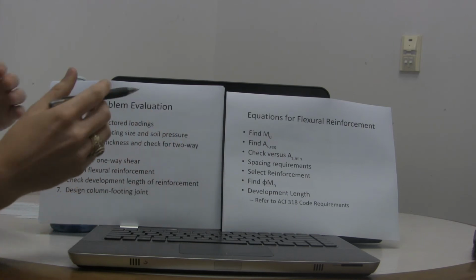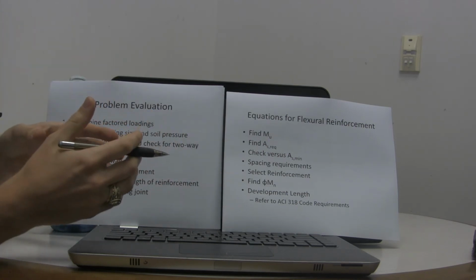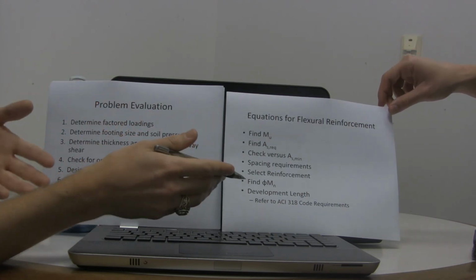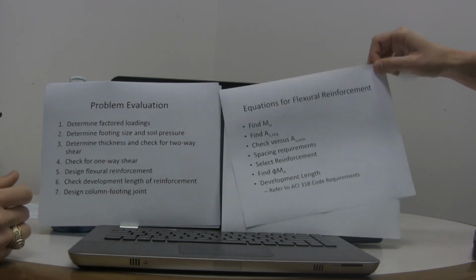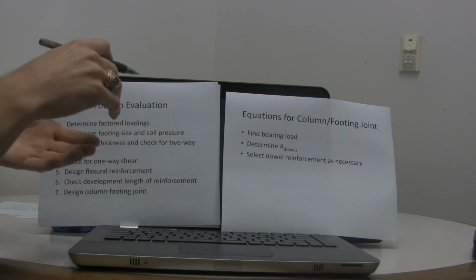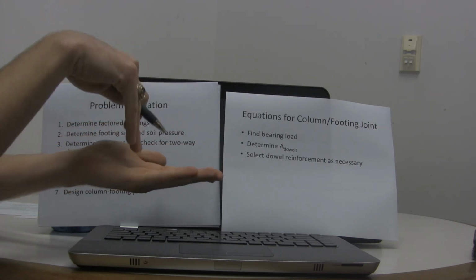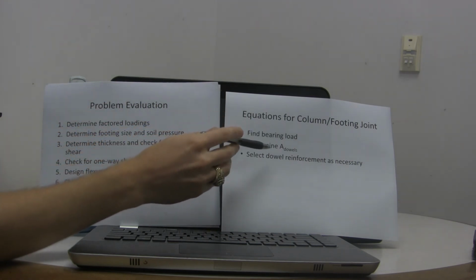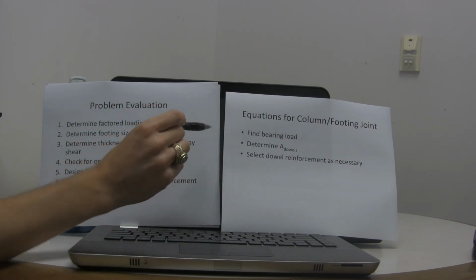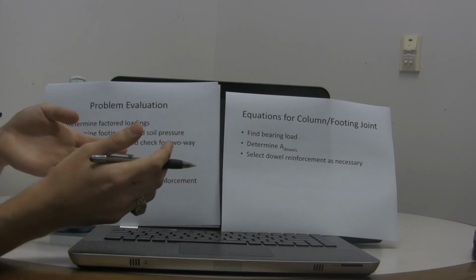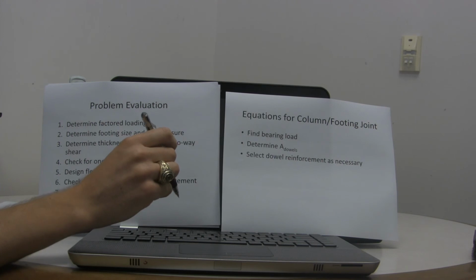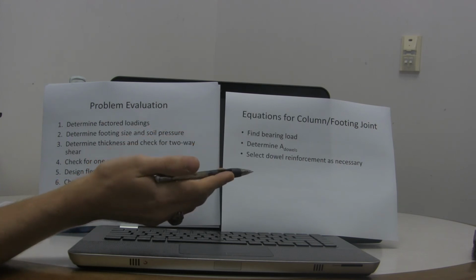As far as development length for those rebar, we typically refer to the ACI code to check the different types of development length requirements specified by the code itself. As far as designing the column footing joint, typically you'll find the bearing load caused by that column down onto the footing, and you're going to design the area or the dowel bars to increase that bearing strength to resist that bearing load. Typically the dowel rods are selected in 4 rebars of different sizes, 1 for each corner of the footing. That's just typical design for column footings.